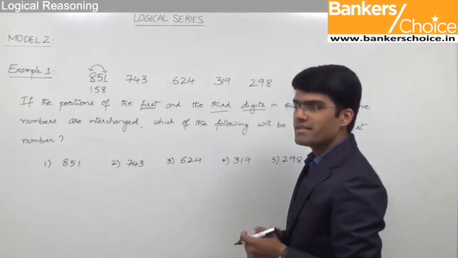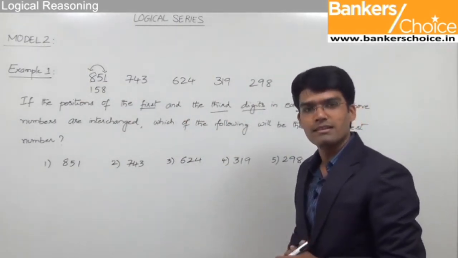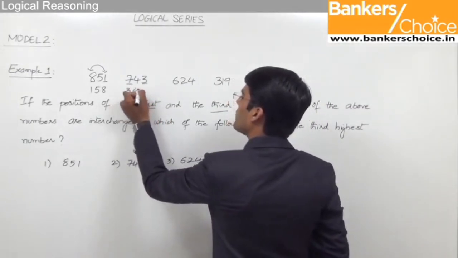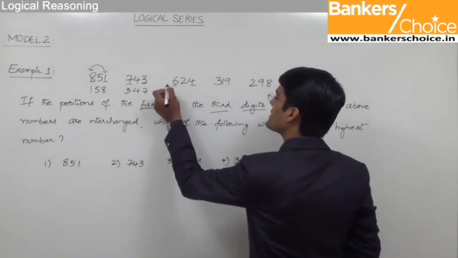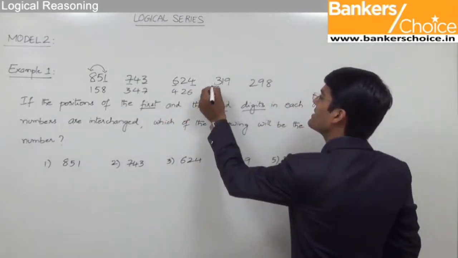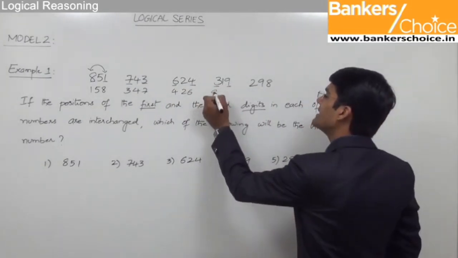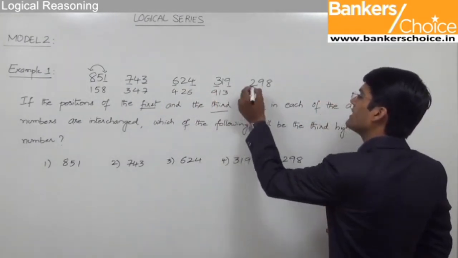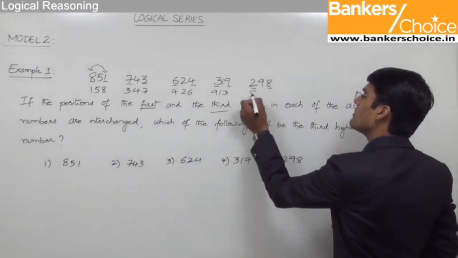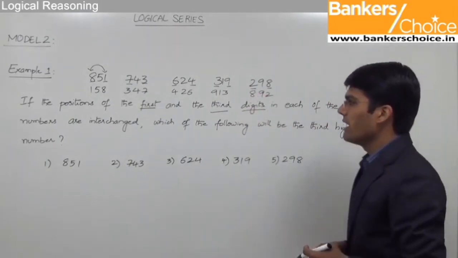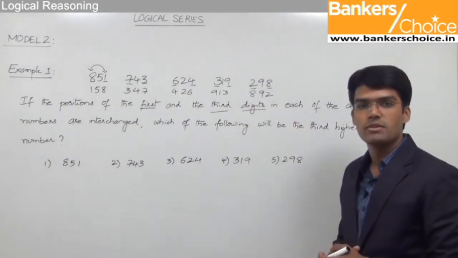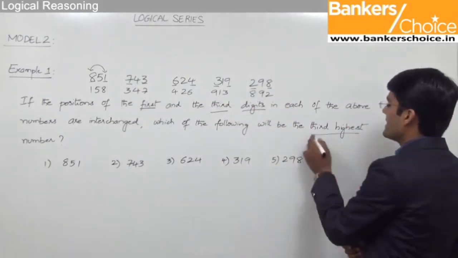Likewise, we need to interchange the digits in each of the remaining numbers and then find out the third highest number. So by interchanging the first and the third digit here, we get the number 347. By interchanging the digits in the third number, we get 426. The fourth number is 319, and by interchanging the first and the third digit, it becomes 913. And likewise, the last number is 298, and by interchanging the first digit with the third digit, we get the new number as 892. And from these new numbers, that is 158, 347, 426, 913 and 892, we need to find out the third highest number.